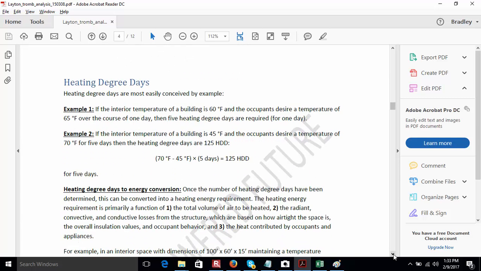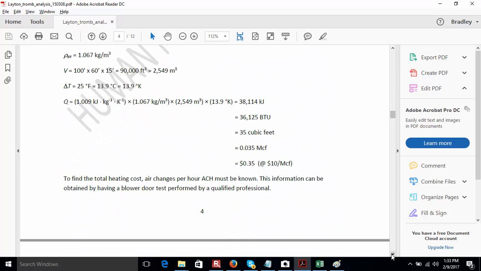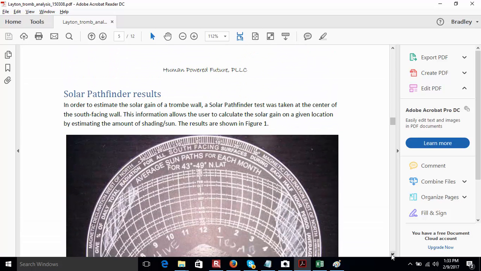Let's dig into it. And I just explained what a heating degree day was, saying that if I'm 5 degrees different over one day, that's 5 heating degree days. If I've got a 25 degree difference, et cetera, in 5 days, I can actually have 125 heating degree days. Notice there are no energy units on that. Then you have to multiply by how much heat per day to get total energy. But let's just take a look at the Solar Pathfinder.